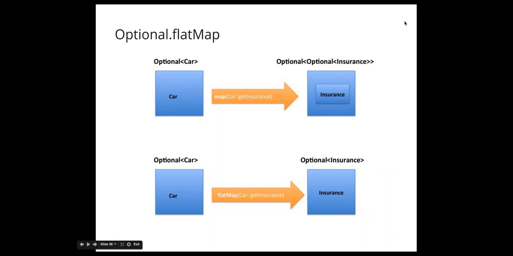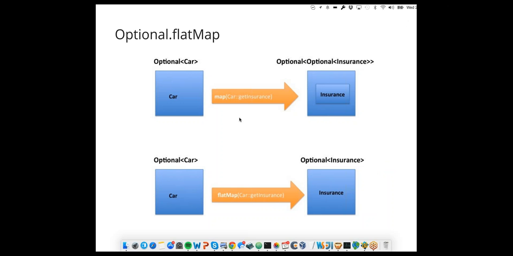We need to make use of a different method here called flatMap. The idea with flatMap is that if you see yourself in a situation where you've got nested optionals, flatMap will flatten this nested optional into one single box. So in the case of map, if we pass car get insurance, we'll get an optional of an optional of an insurance out. But if you use flatMap instead, we'll just get an optional of an insurance, which is easier to work with.